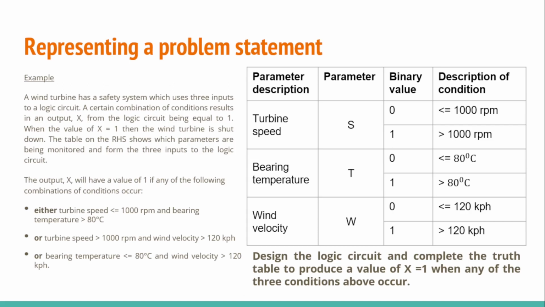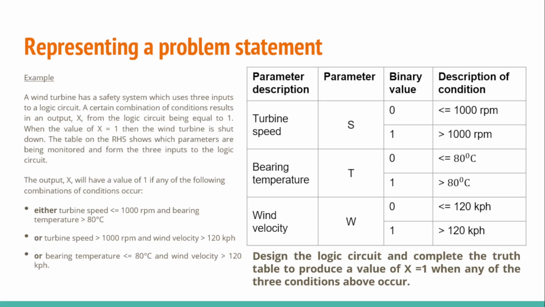Design the logic circuits and complete the truth table to produce a value of X equals 1 when any of the 3 conditions above occur. To address this, take note of the content on this table. We have the parameter description, the parameter itself, the binary value, and the description of condition.